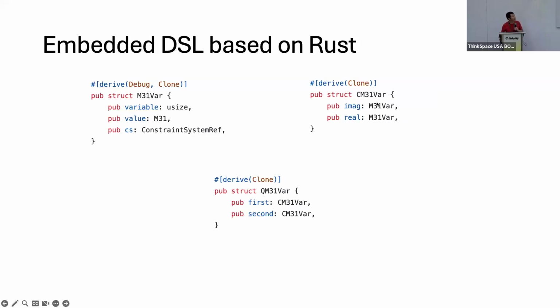You can create what we call the complex extension of M31 by just having the M31 element as one of the struct fields, and you can basically use that to construct the complex extension. You can do the degree 4 extension by extending from the complex extension. This allows you to represent the data in a way that is composable.